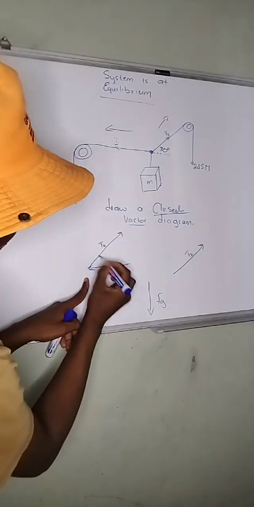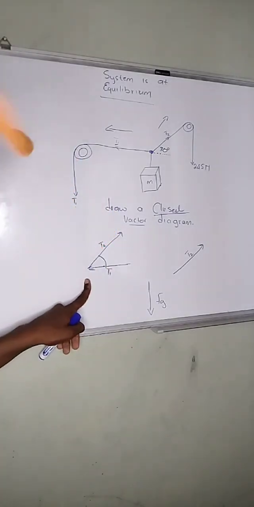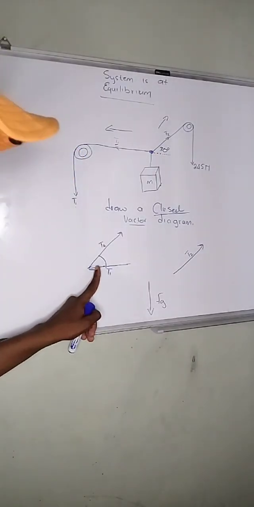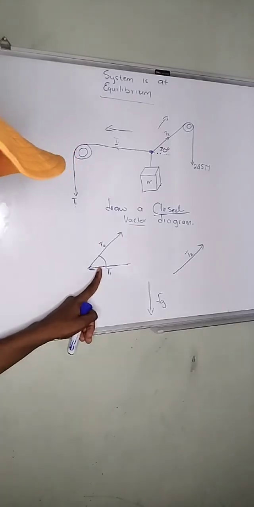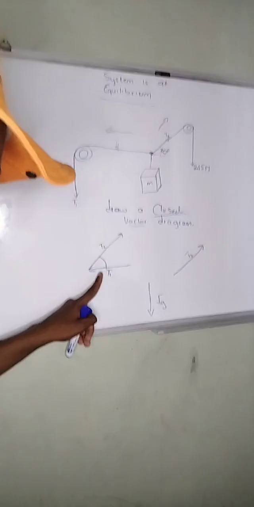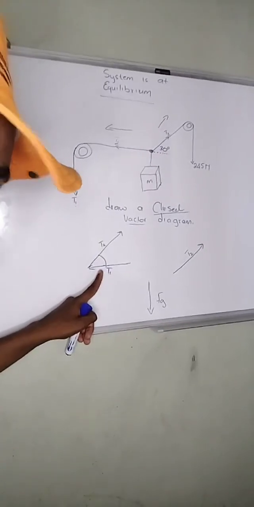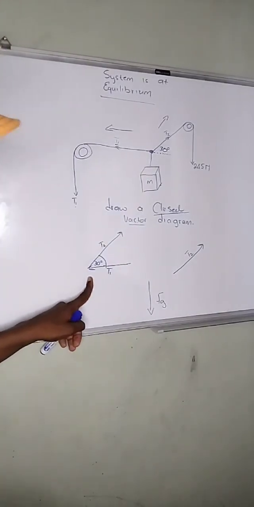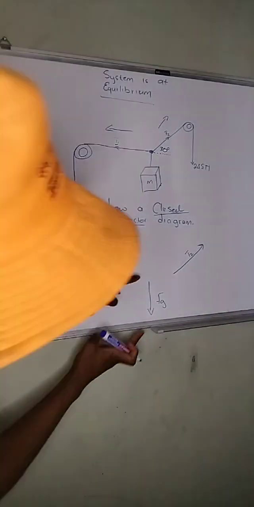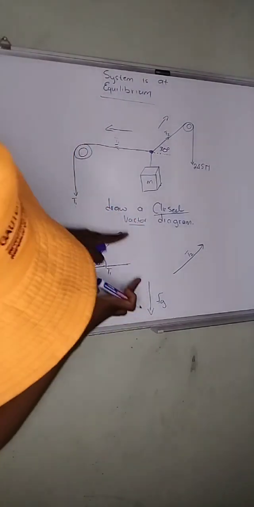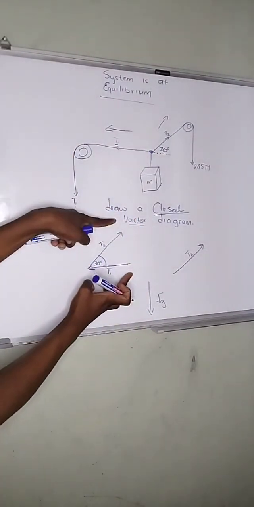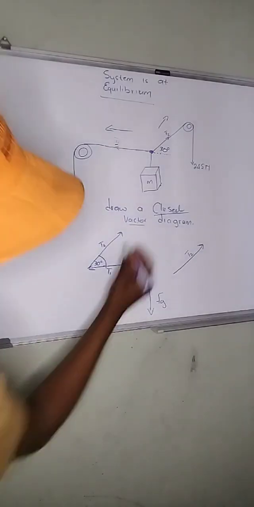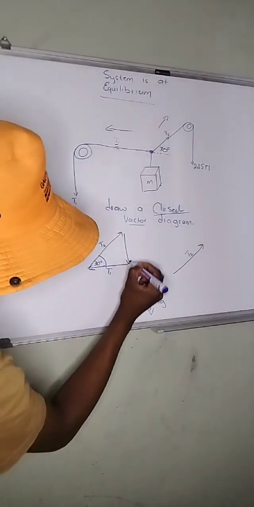What's going to be the size of this angle? 30. Now, I'm taking this force of gravity and I'm putting it here. So I'm going to have this.